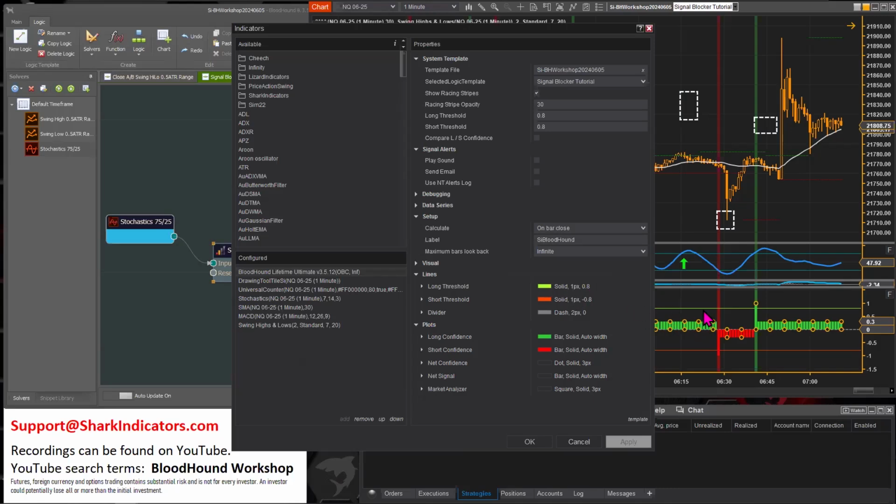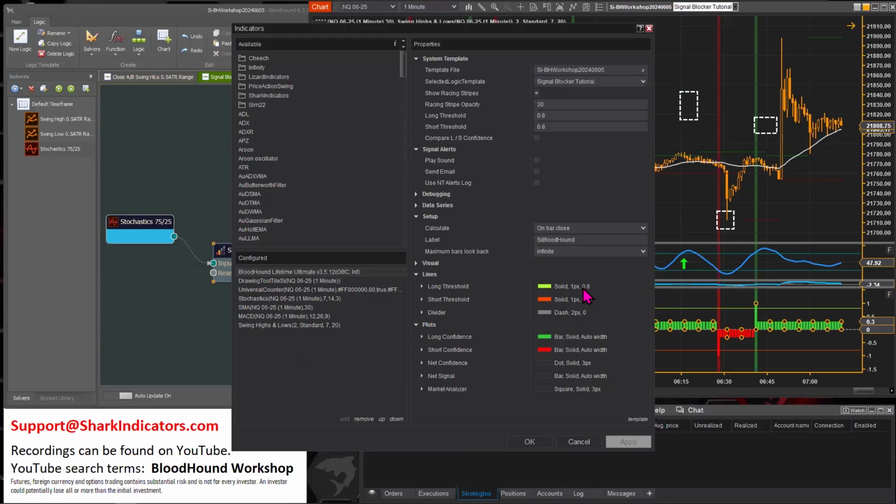So in order to get a racing stripe, which you could also call an actionable trade signal, you need an output here.